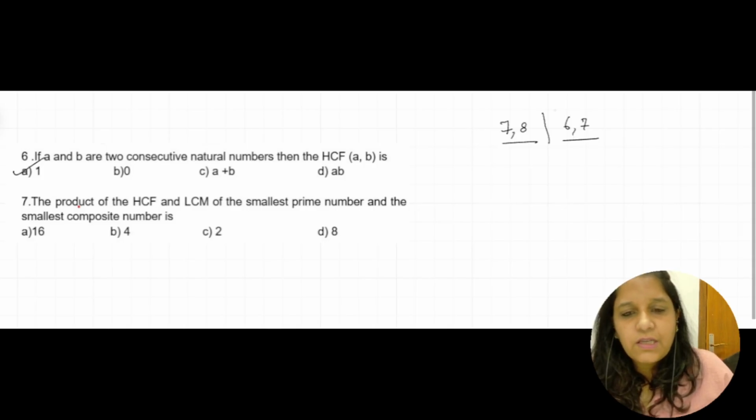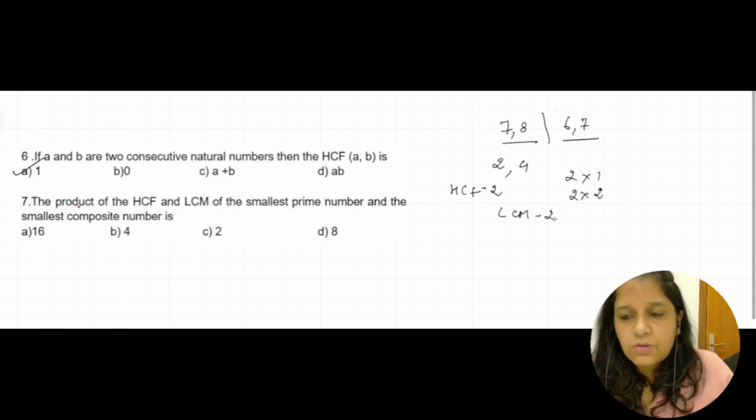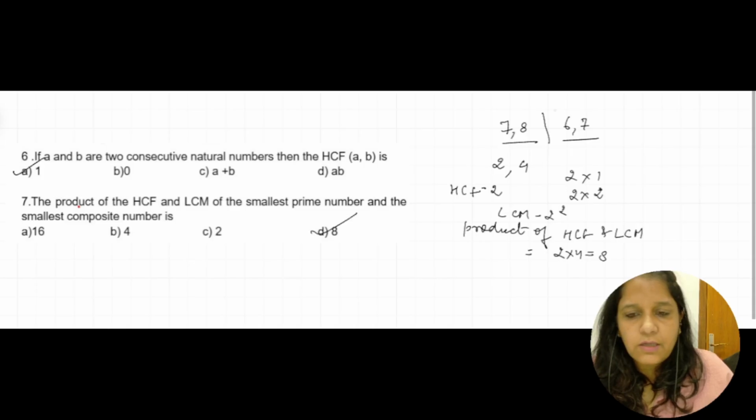The product of HCF and LCM of the smallest prime number, which is 2, and the smallest composite number, which is 4. So the HCF of both of them will be 2, and then the LCM will be equal to 2 square. So therefore the product of HCF and LCM will be equal to 2 into 4, that is 8. So the correct answer is 8.